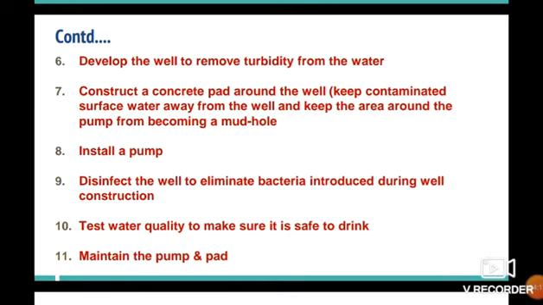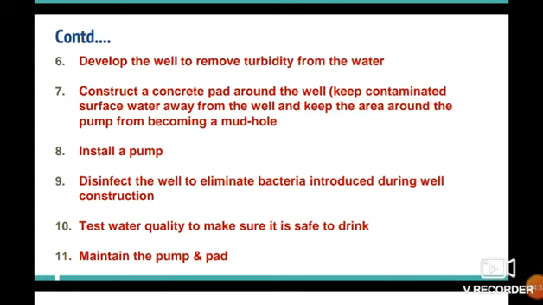And the ninth step is, after installation of the pump, you have to disinfect the water. Disinfection of the water is mainly done by means of chlorine. So chlorine, alum and so on we will use. We have to kill the bacteria in the water. Even after disinfecting, in some critical areas, the water may contain some pathogens, so we have to check that.